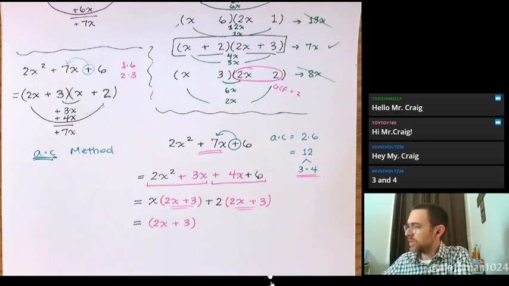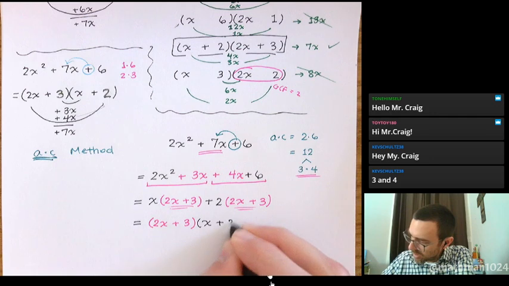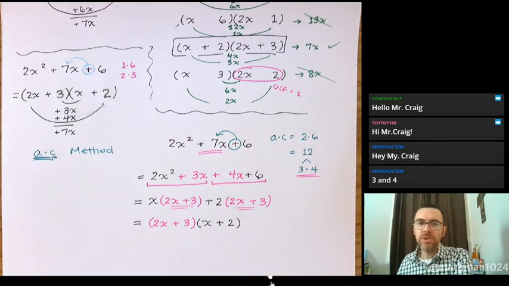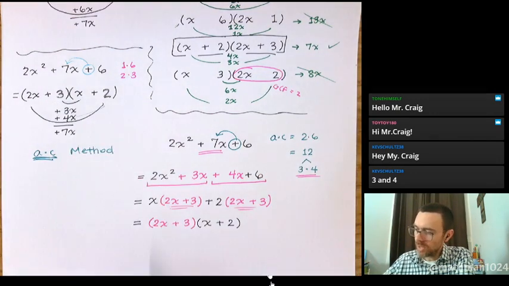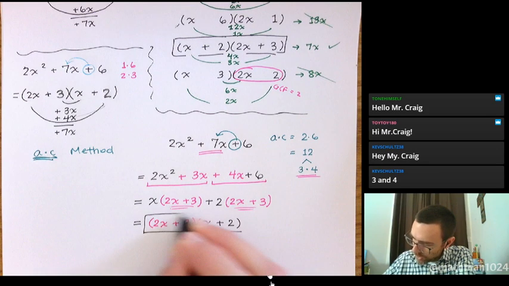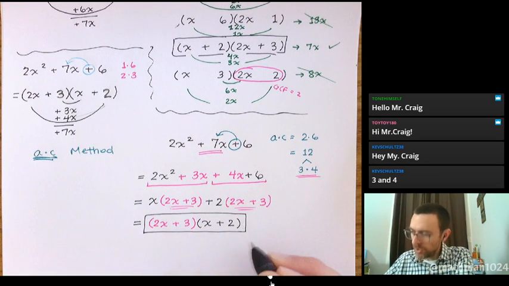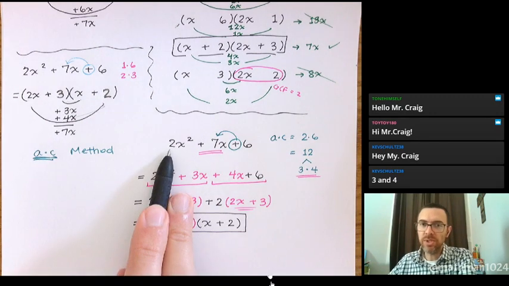And the 2x plus 3 is connected to x and 2. So it's the same factorization that we had before. Whether you look at it up here or over here, it's exactly the same. Now, what we're doing here, when we split that middle term, should only be used when the lead coefficient is something that's not 1.